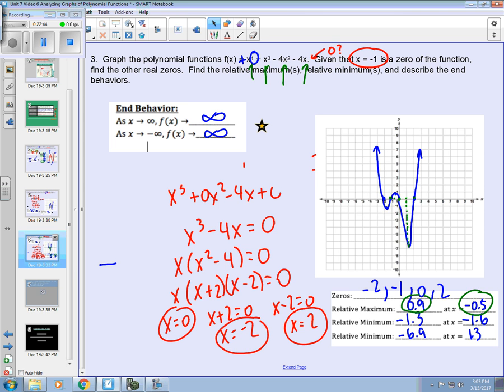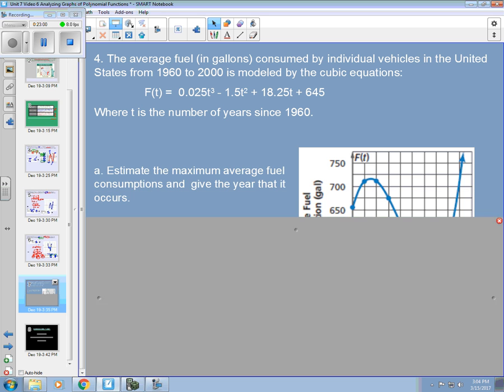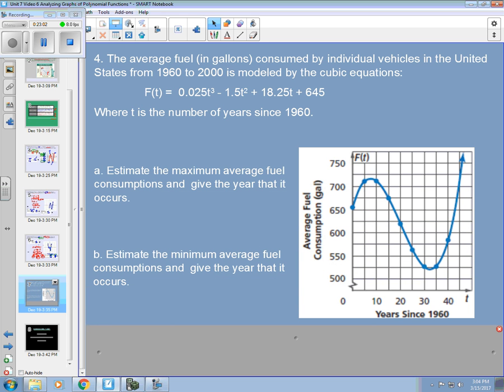All right, last problem. Here they say the average fuel in gallons consumed by individual vehicles in the United States from 1960 to 2000 is modeled by this cubic equation, where t is the number of years since 1960. Estimate the maximum average fuel consumption and give the year that it occurs.